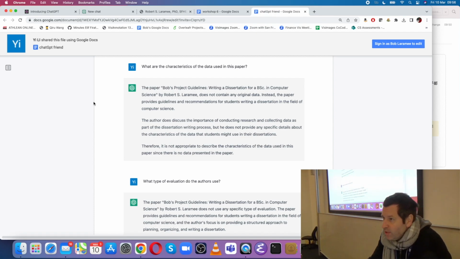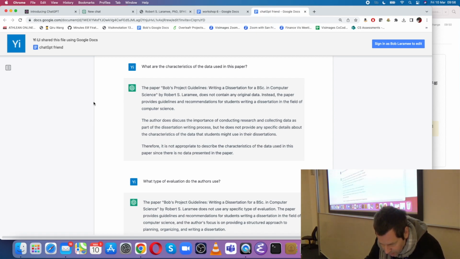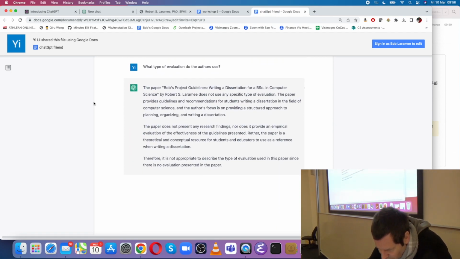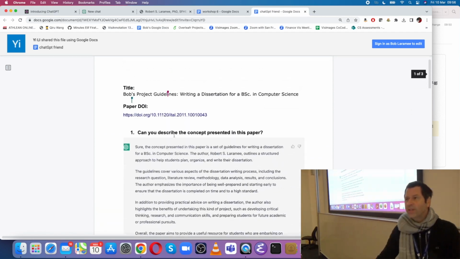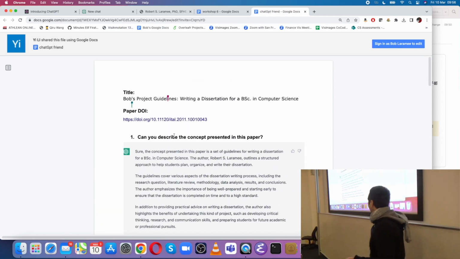So ChatGPT is doing a really good job at summarizing this one. What type of evaluation is used? Does not use any specific... Yep. So again, it's correct. So this is a very, very good summary of the paper. Really good one. So ChatGPT did really well with this.